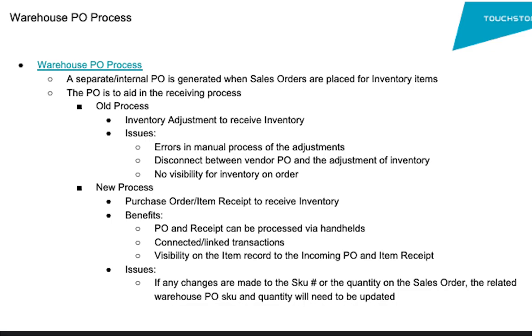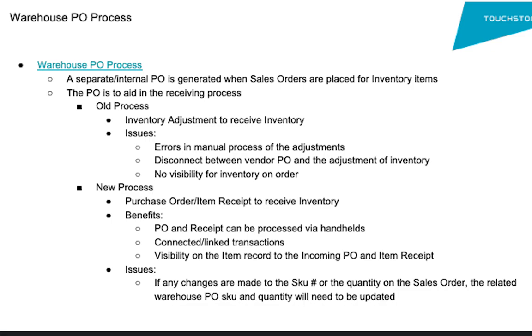The transactions will be linked. So from an item record, you can look at the purchase order for that item. You can look at the item receipt that was done on that item, how many was received, how many remain open on that purchase order. Was it originally for 50? We only received 48. So where are the other two? So we just have that better visibility into the linked transactions.